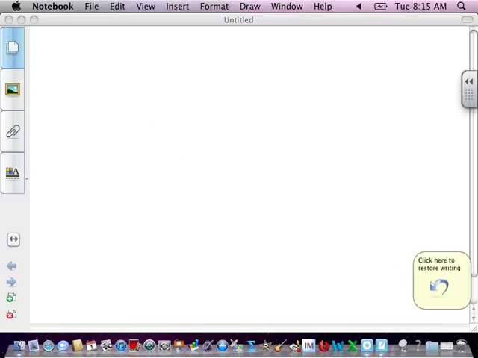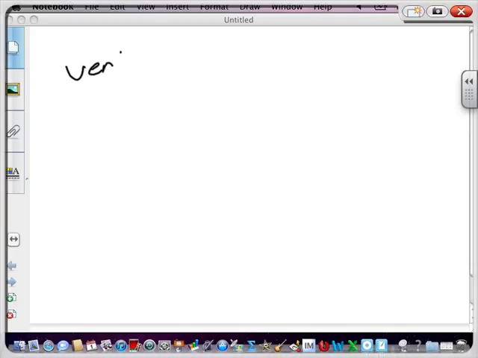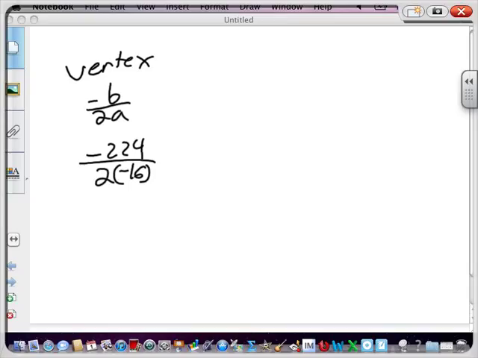Okay, B wants to know how high the object will go and when it will get there. So we're finding the what? We're finding the vertex, which is negative B over 2A. So we go negative 224 over 2 times negative 16, and we get what? Anybody with a calculator? What do we get?